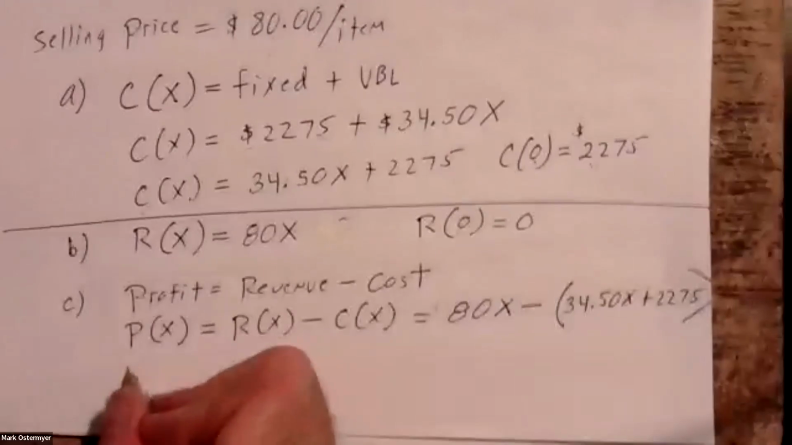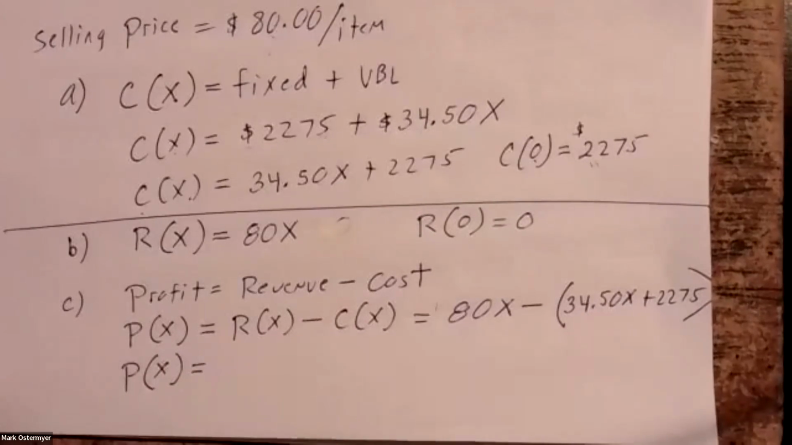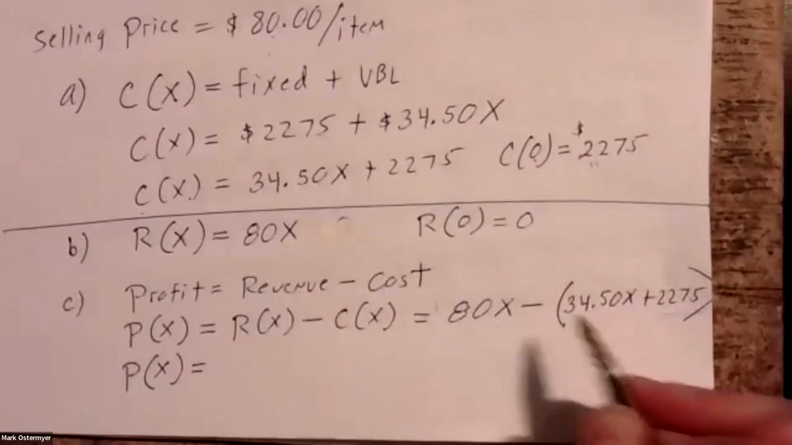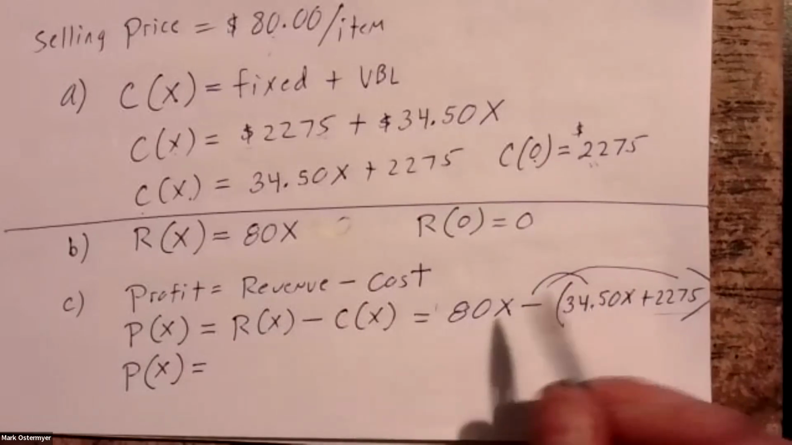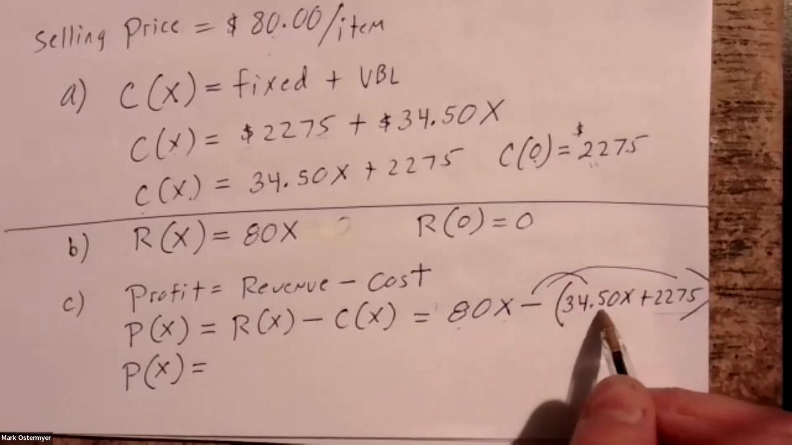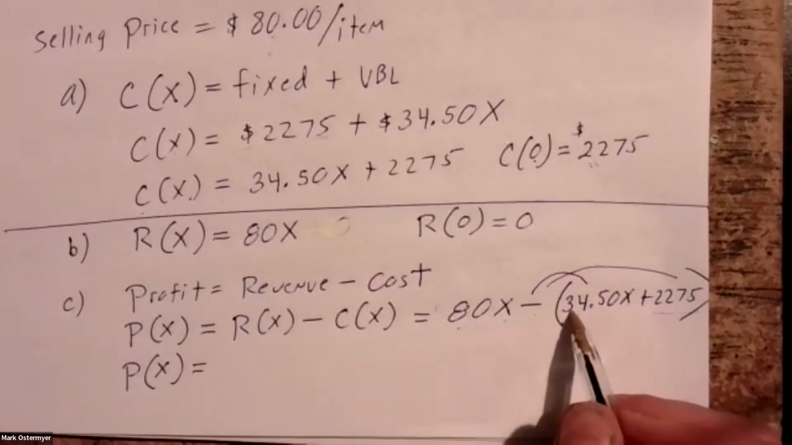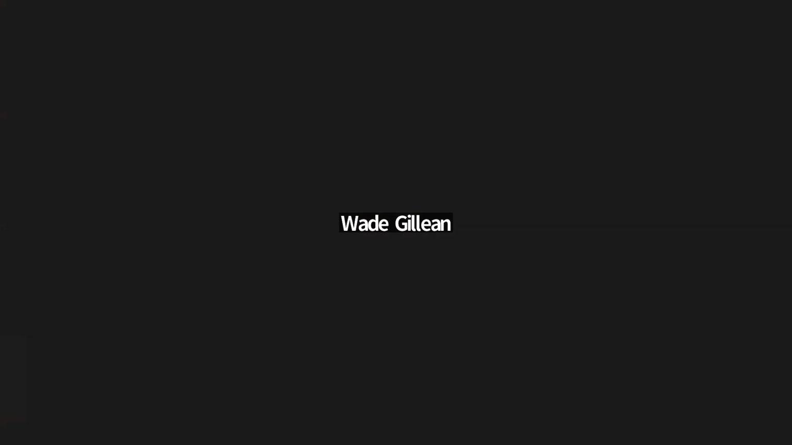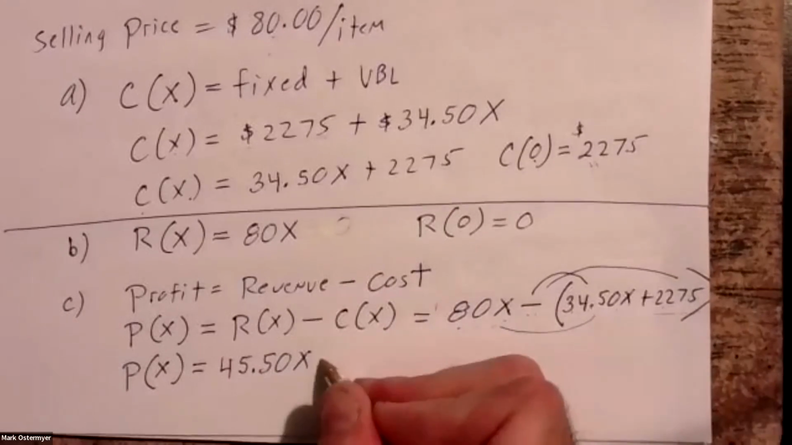So our profit function for manufacturing and selling X items, the profit we're going to realize is going to be this. We might want to simplify this by distributing the negative sign inside the parentheses here and combining like terms. So what's 80X minus 34.50X? Combine. 45.50. So 45.50X. And then this negative sign is going to go into the 2275.